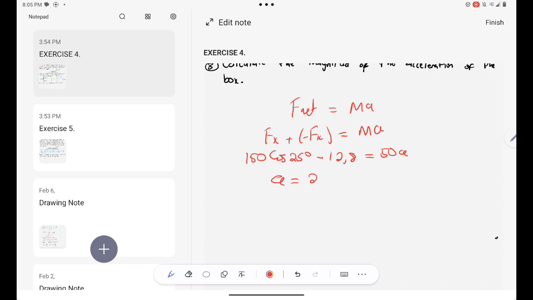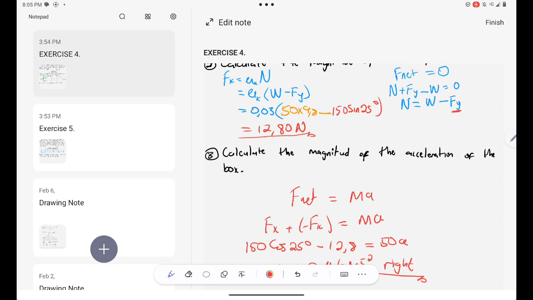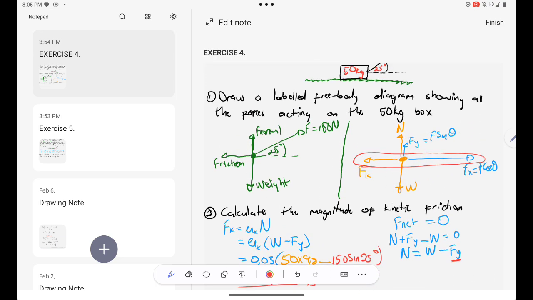This will give me an acceleration of 2.46 meters per second squared towards the right. Are you together? So that's how, guys, you deal with forces which are applied at an angle and when you are given a coefficient of friction.